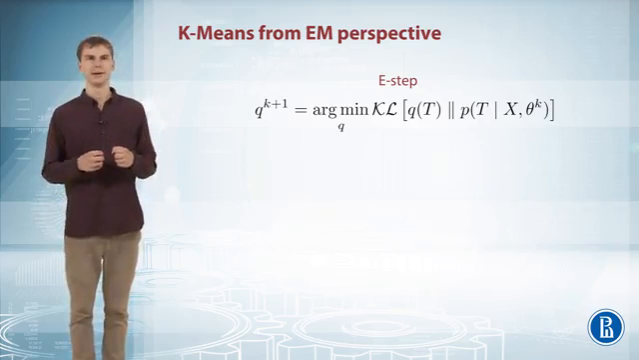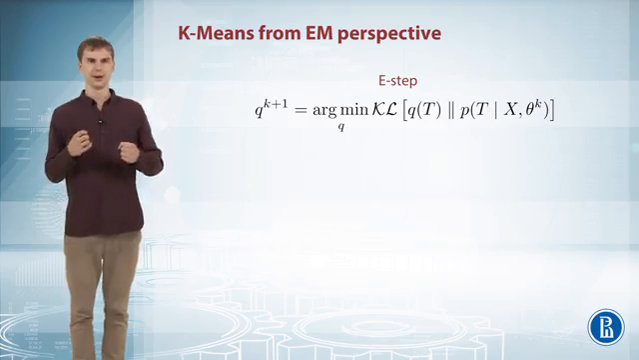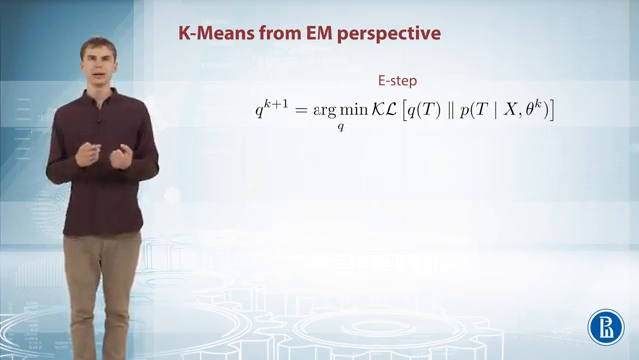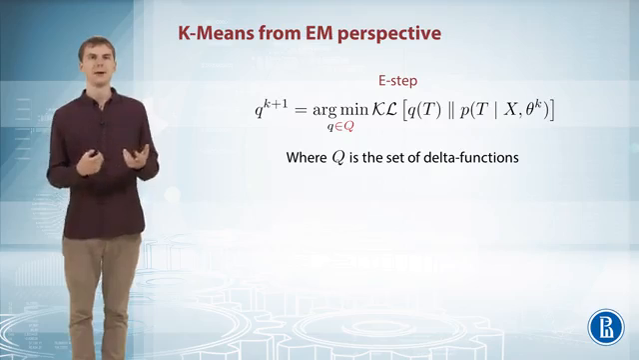We want to derive K-means from this model. So we want this step to be hard clustering. How can we do it? Well, let's find not the best optimal Q, but Q among some family of simple Qs.